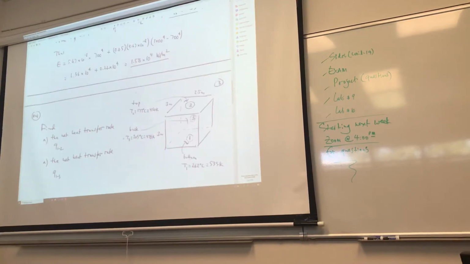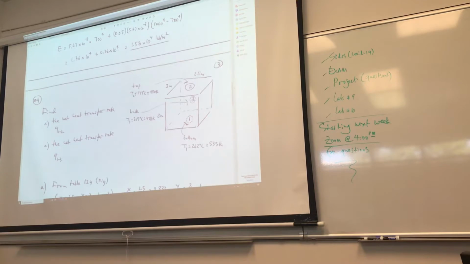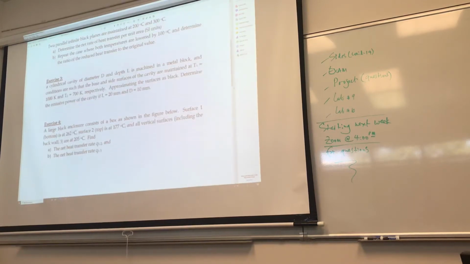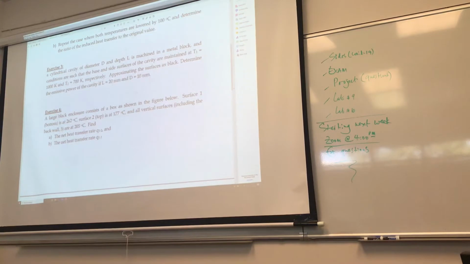Number 4, kind of in that same idea. What it says is you have a large enclosure, a black enclosure, consisting of a box. Surface 1, which is at the bottom, is at 262. Surface 2 at the top is 177. And all vertical surfaces, including the back wall. The back wall is surface number 3, okay? It's not the entire thing. So what you need to figure out is really what is Q12 and what is Q3. And those are the main questions associated with radiation calculations, which is to find the radiation exchange between two surfaces.